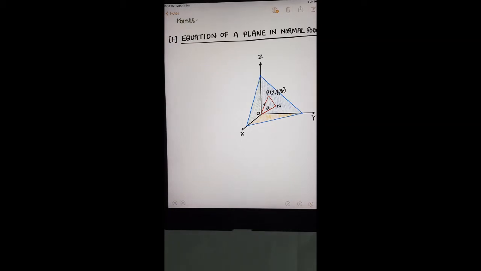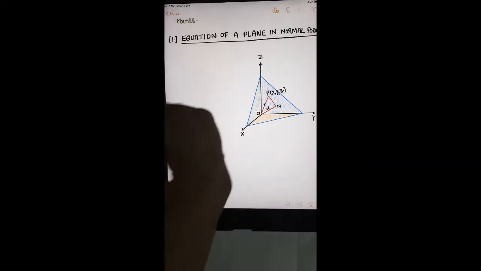So you can see here there is a plane whose normal vector is given, means the perpendicular drawn from the origin to the plane is given, that is ON. P is an arbitrary point, or we can say it is a general point on the plane. So let us find the equation of this plane. Now consider the distance, that is the perpendicular distance from the origin to the plane is D. It is represented by ON.